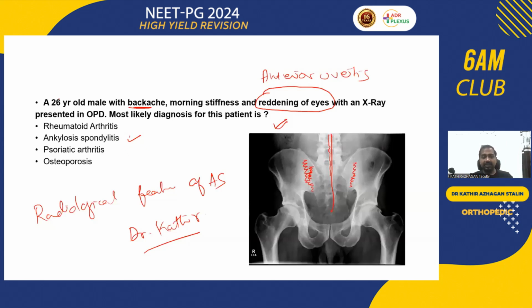Also, literally the question starts with a 26-year-old male, a male predominant early age disease, a person in his 3rd decade. Literally the question is begging for the answer ankylosing spondylitis, because rheumatoid is a female predominant disease in their 30s. Clear?